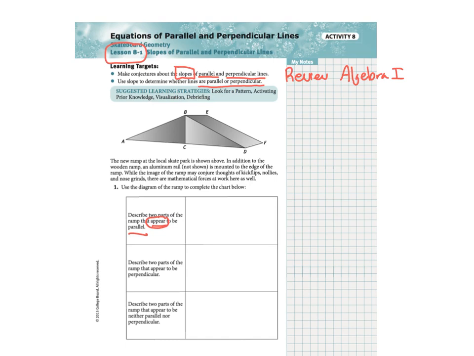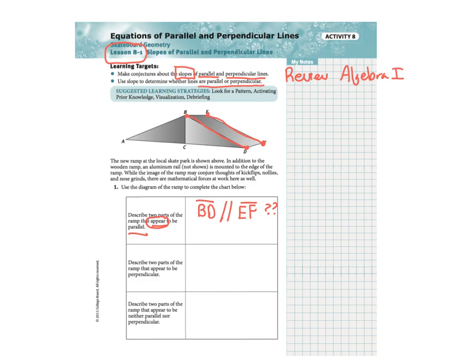Okay, since we are describing these geometrical parts of the ramp, we do need to use our geometric notation to be able to do that. So, for example, I noticed that segment BD and segment EF appear to be parallel to each other. So if we said segment BD looks like it is parallel to EF, I'm going to put a question mark because we don't know that yet for a fact.